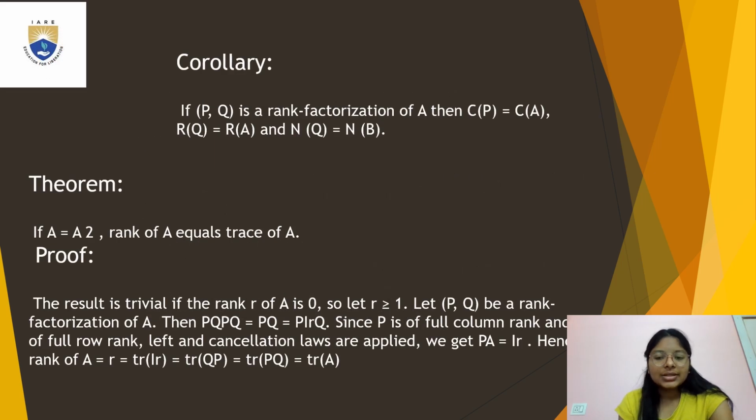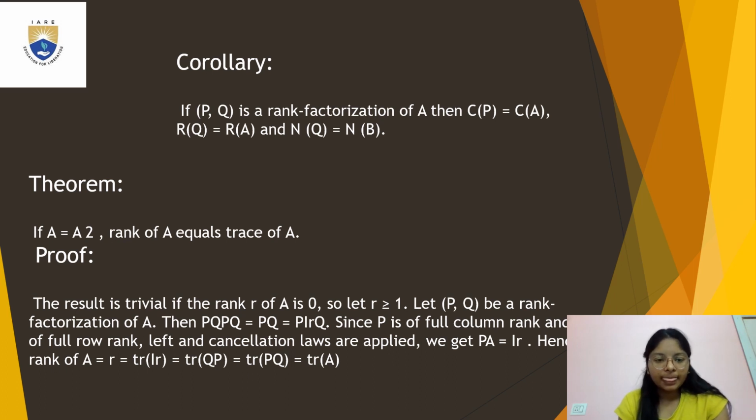Now, let's discuss a corollary. If P, Q is a rank factorization of A, then C(P) = C(A), R(Q) = R(A), and N(Q) = N(A). For the corollary, we discuss some theorems and proofs.